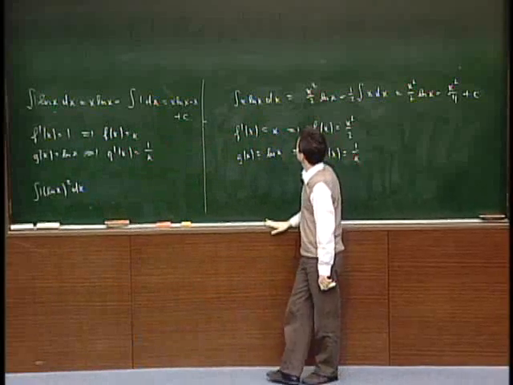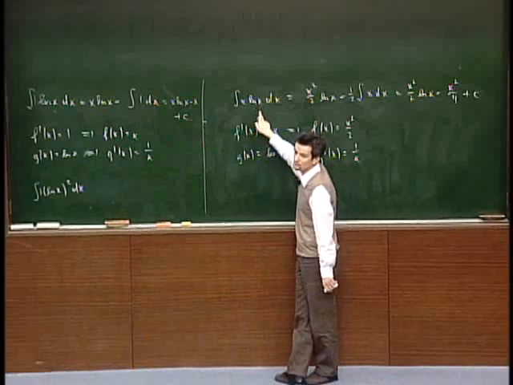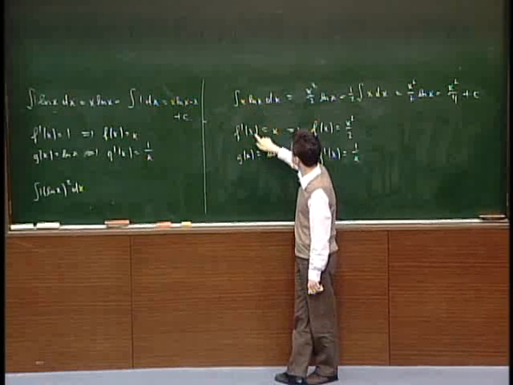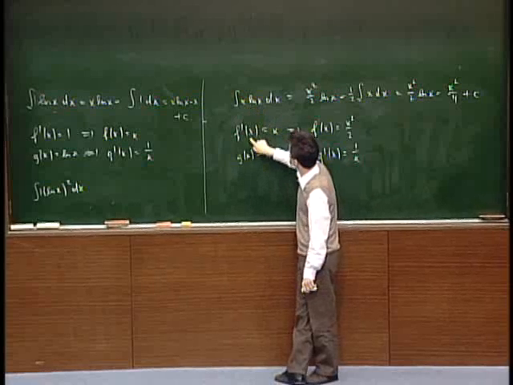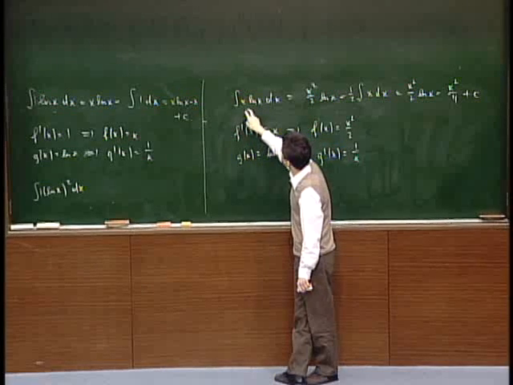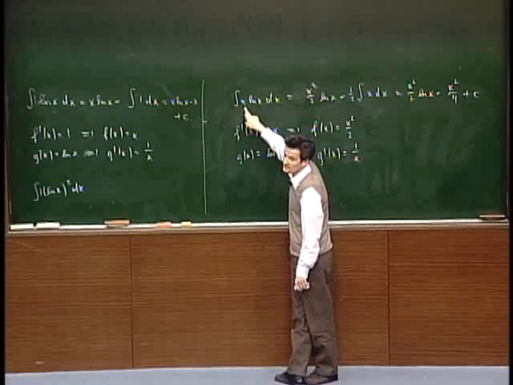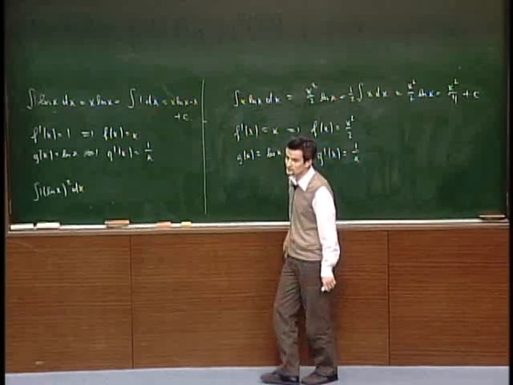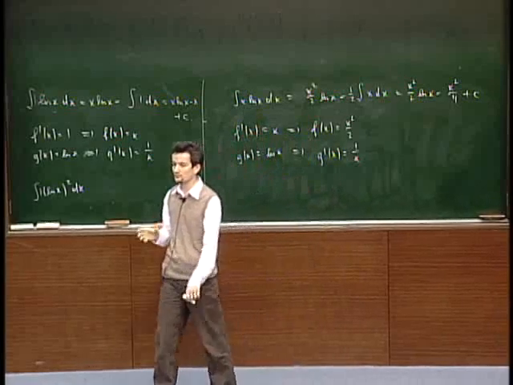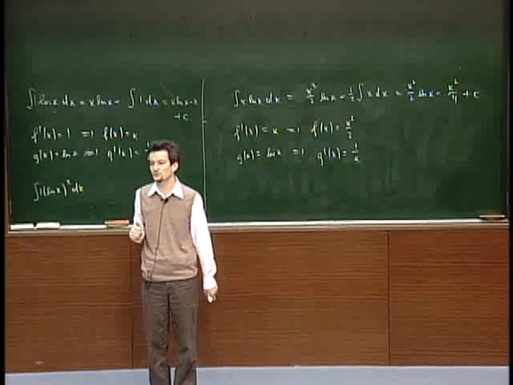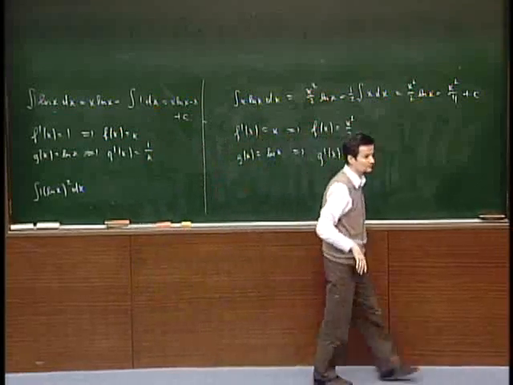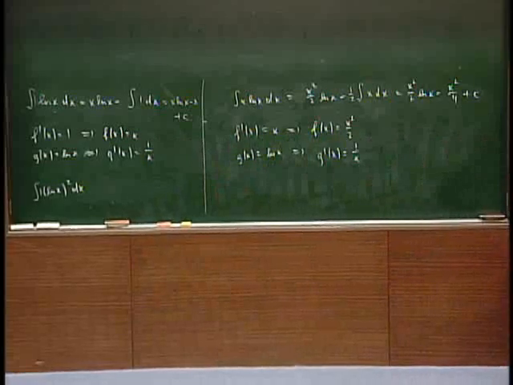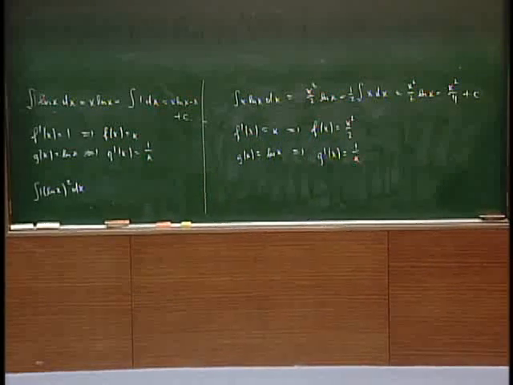But if ln of x is replaced by e to the x, we do it differently. We choose the functions the other way around. Because in many cases, differentiating a polynomial makes it easier, because you get a polynomial with a degree which is 1 less than the original degree. But in this case, it's the other way around. The method becomes successful.